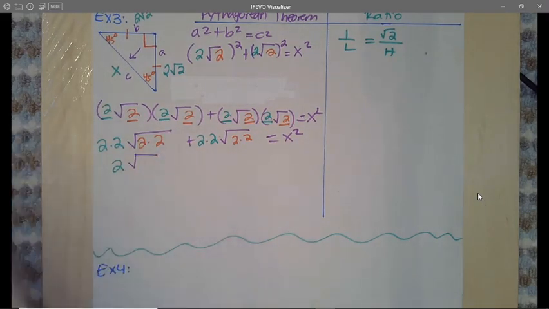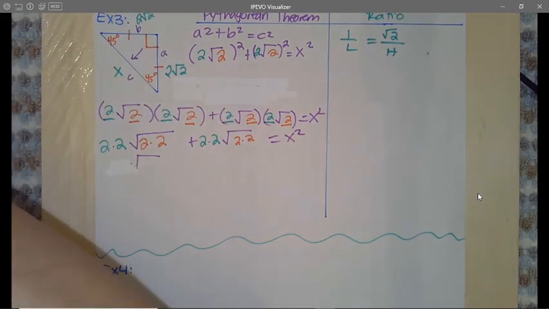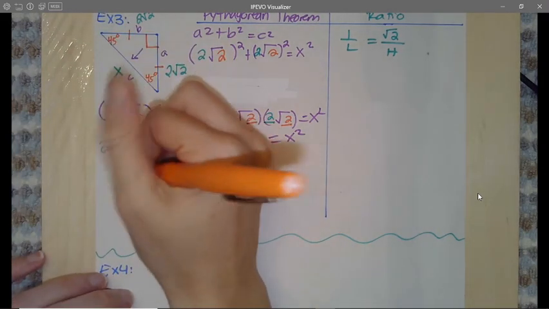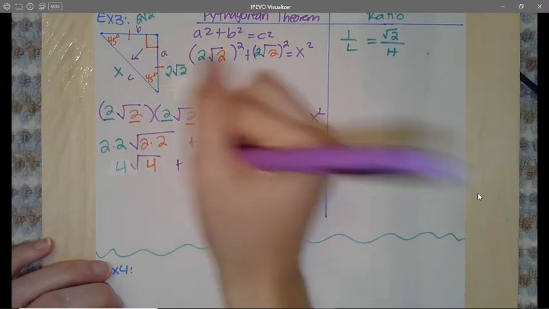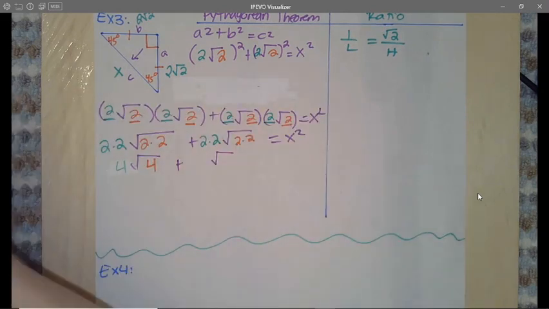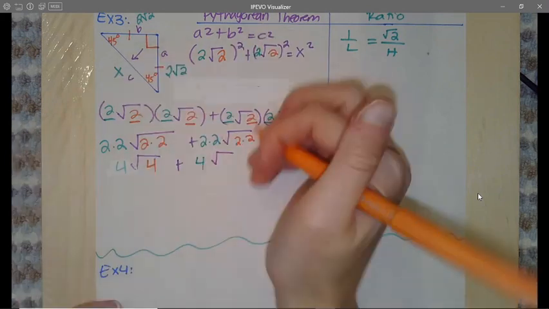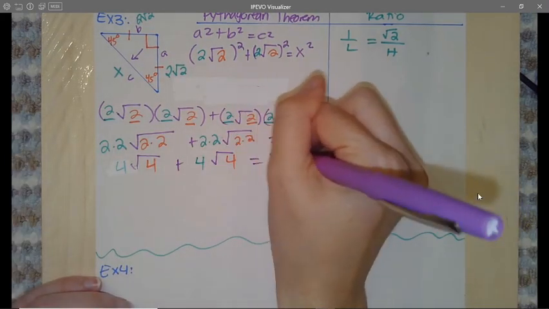Alright, sorry. Man, Miss Long, get your life together. Sorry, guys. 2 times 2 is not 2. 2 times 2 is 4. 2 times 2 is also 4. So I have 4 root 4, plus 2 times 2 is 4, and then 2 times 2 is 4. And that will equal x squared.